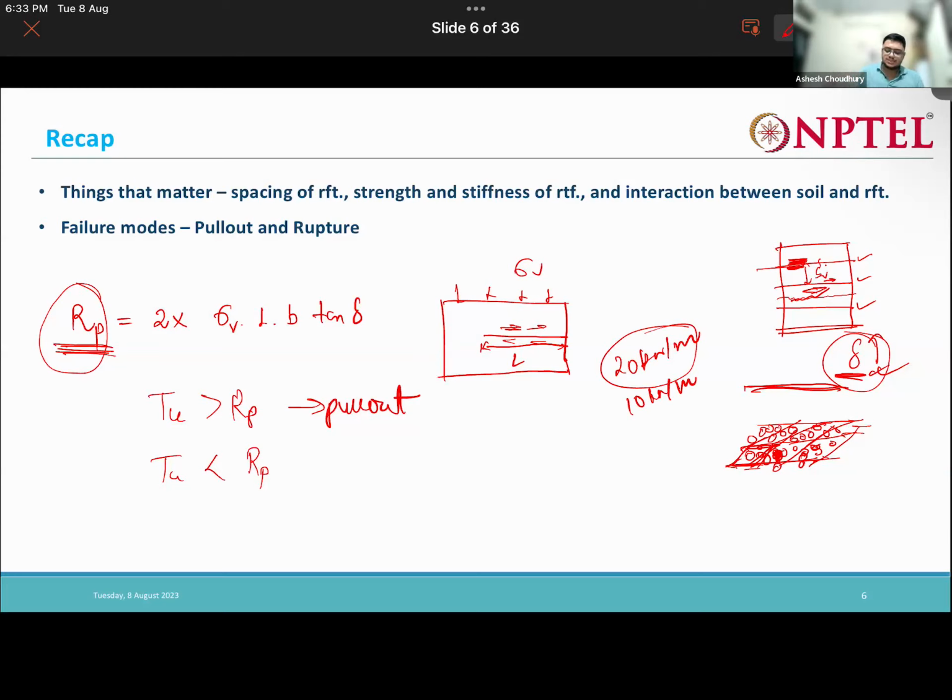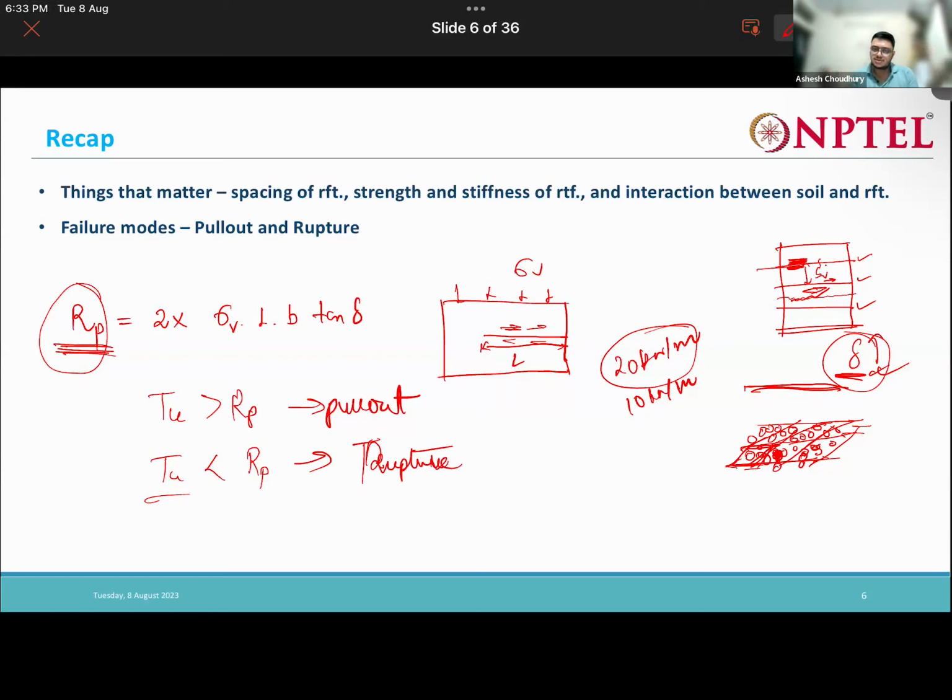And say this TU is less than RP. Okay, so RP is higher, the mobilized resistance shear force is higher. Then what will happen? There is a possibility that this geosynthetic material won't be able to take that load, and it will just rupture. Okay, the rupture.